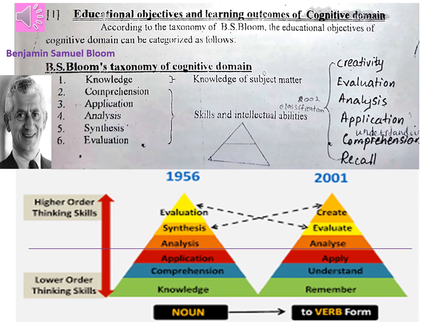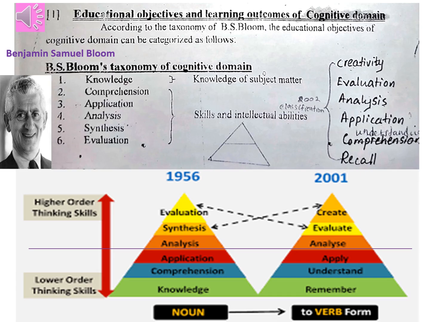There are supply type, then selection type. All these belong to the objective type questions. Likewise, you should be able to combine them. That is synthesis. Evaluation means you should be able to compare and make judgments.